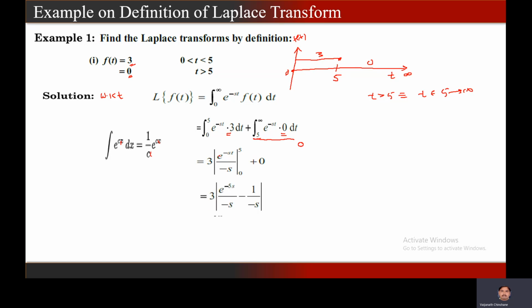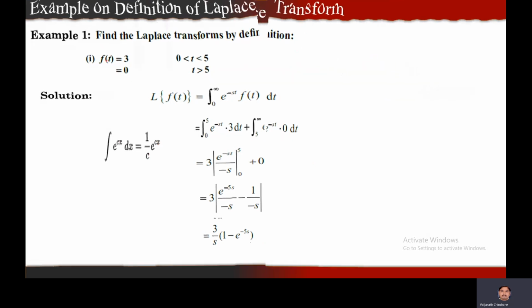Now we put upper limit minus lower limit, meaning this small t is replaced by 5. So e raised to minus 5s divided by minus s is the upper limit, then we take minus the lower limit, which is 0, so e raised to 0 is 1, so 1 upon minus s. This minus becomes plus. Minus is common, so we have 3 by s times 1 minus e raised to minus 5s, and this is the Laplace transform of the given function.